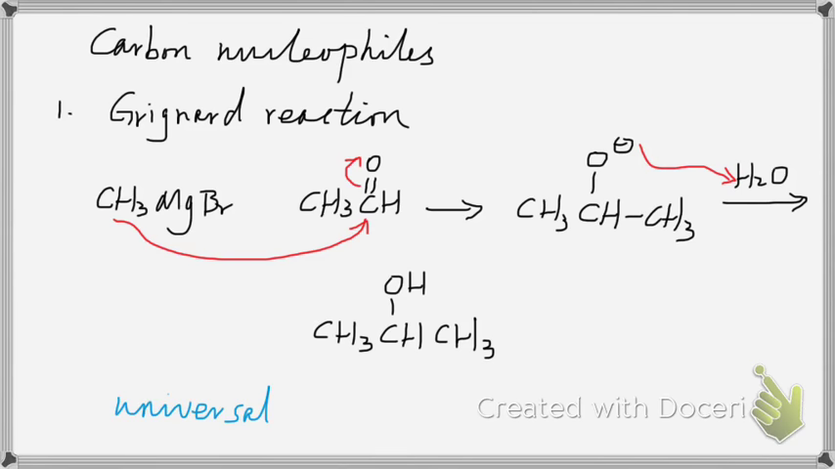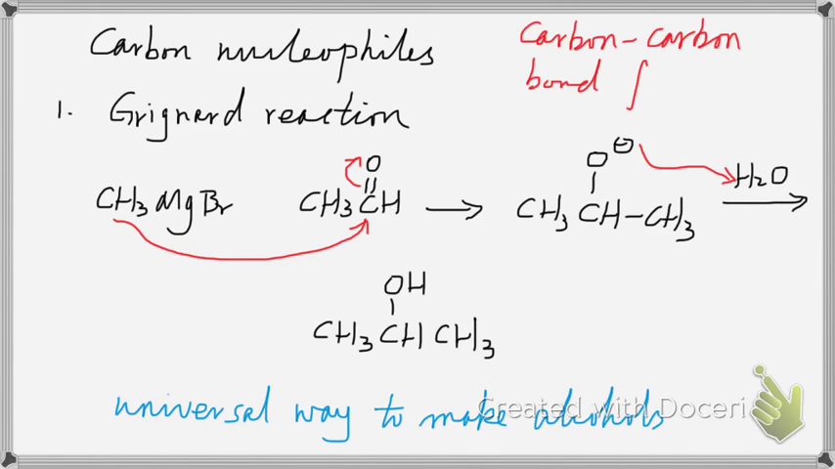Grignard reaction is one of the most important reactions in organic chemistry because it is a universal way to make alcohols. It can make pretty much any alcohol. And it forms a new carbon-carbon bond, which is our ultimate goal: to build bigger molecules from smaller ones.